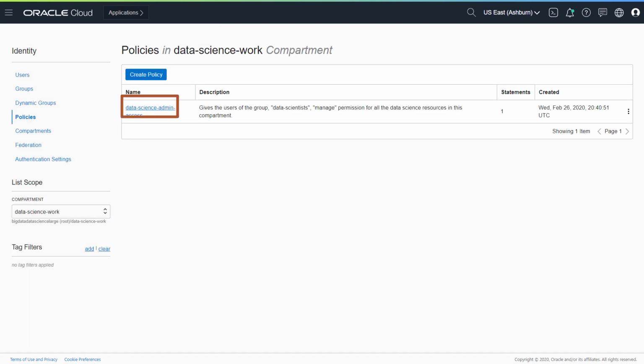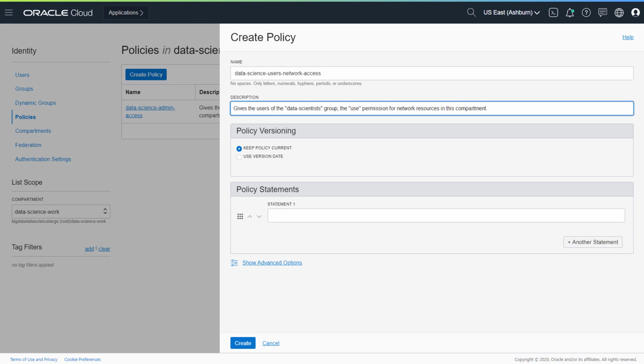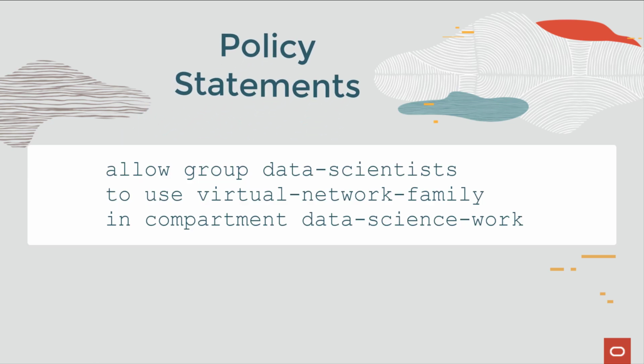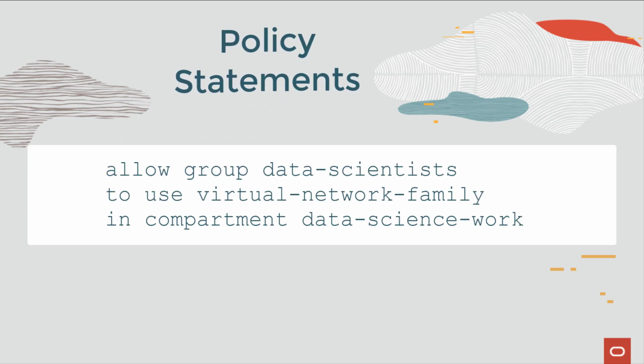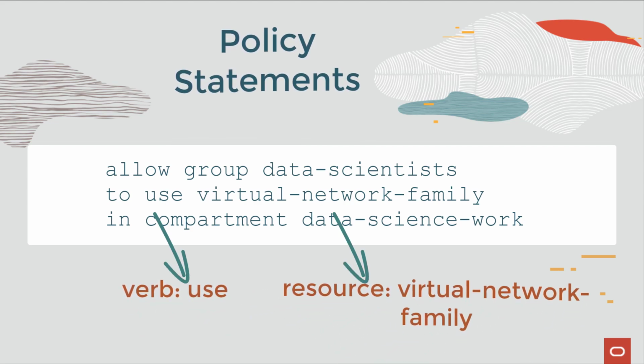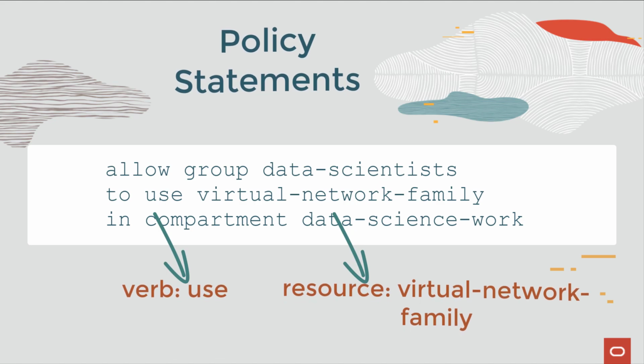After the policy is created, create a policy in the data science compartment, give it a name and a description. Then add this policy statement: allow group data science to use virtual network family in compartment data science work. The action you choose here is use, because the data scientist group, all they need is to list the VCN and subnet that they have allocated for data science, so then they can attach the correct network to their notebook session.